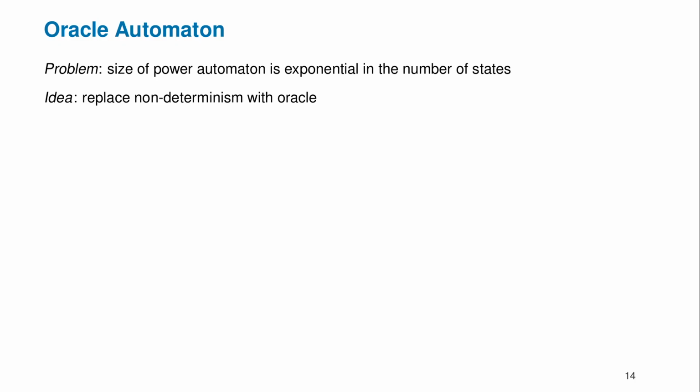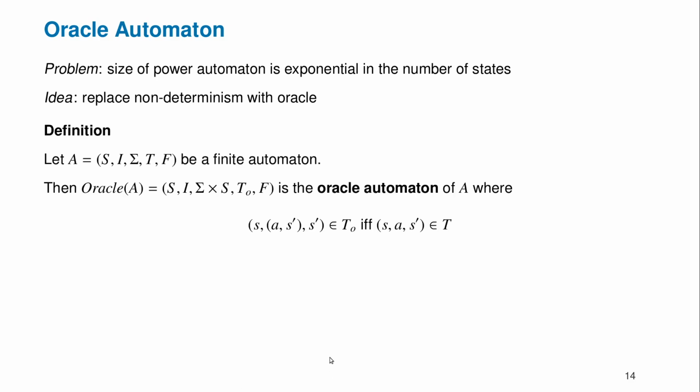There is something I would like to show you next, which is a very nice trick. Here the idea is to replace non-determinism with an oracle, so to make the original non-deterministic automaton formally deterministic by encoding the non-determinism in the labels of the transitions. And how does this work? How can we imagine this kind of construction?